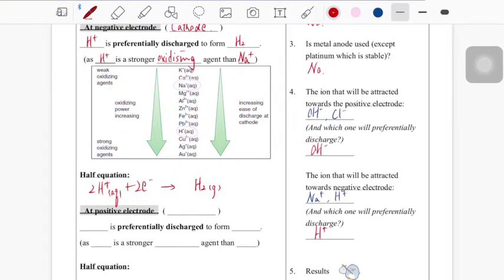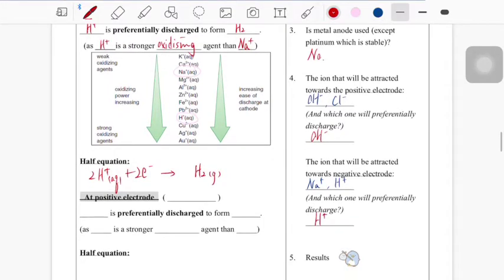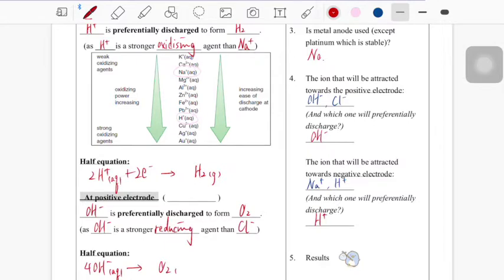Okay, so at the positive electrode, anions will be attracted here, and OH minus is preferentially discharged to form oxygen gas, as OH minus is a stronger reducing agent than chloride ion. And the half equation will be OH minus turned into oxygen gas. Okay, and for the way to balance this equation, please refer to the lesson 1 video. It will produce water and also release some electrons. Since it releases electrons, we can also name it as the anode.